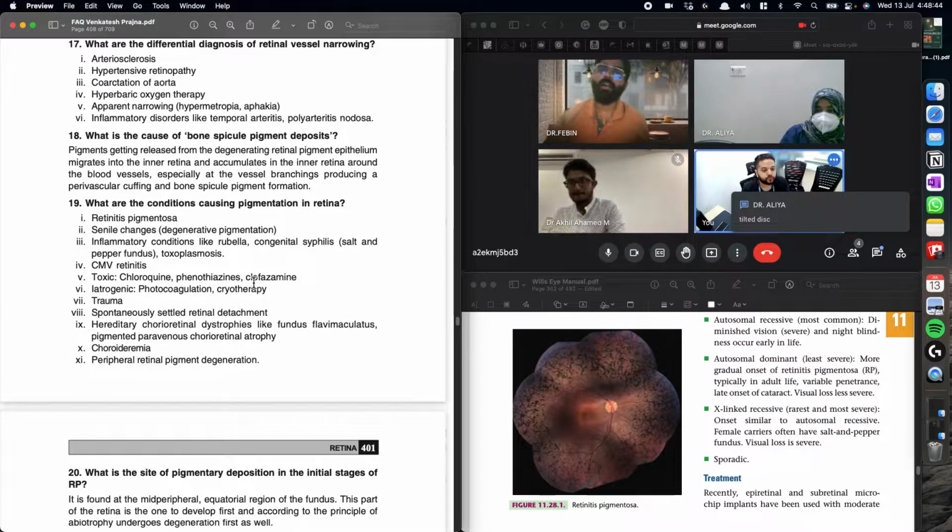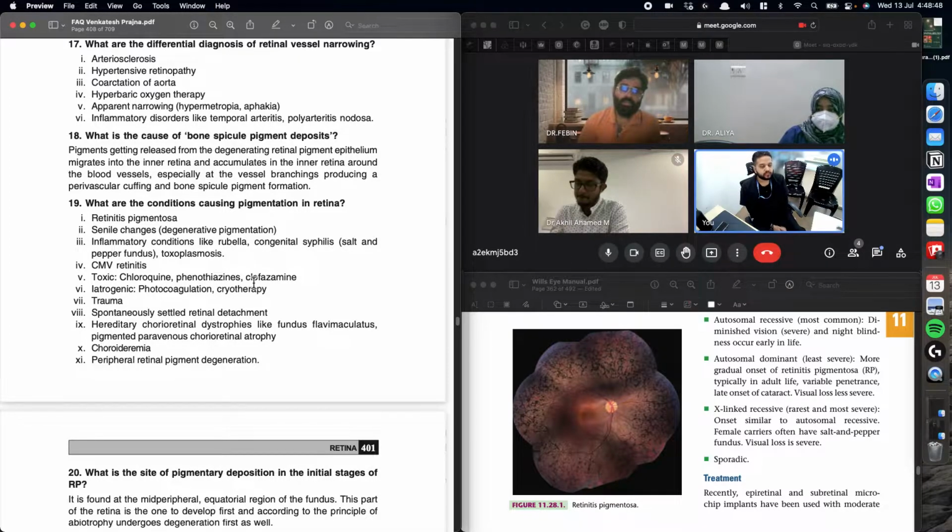Have you ever heard of Fuchs spots? Fuchs spots are very important. There are totally 6 to 7 cardinal signs you see in myopia. You can say chloroquine toxicity. You can say senile degeneration of pigmentation. These all look like RP.